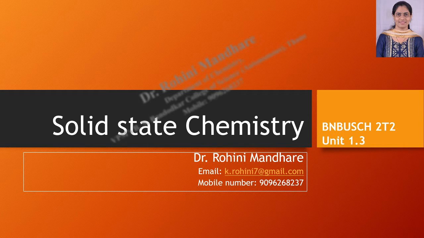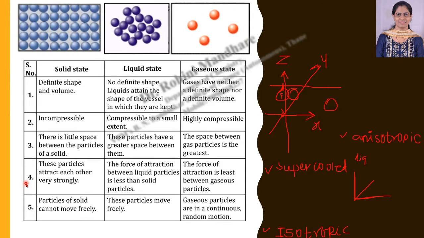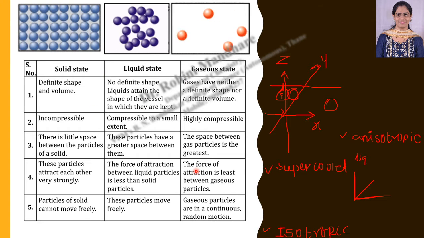Let us quickly revise our chemistry paper 2, unit 1. In that, there are three subunits: ionic equilibria, molecular spectroscopy, and solid state chemistry. Let us first quickly revise solid state chemistry. In solid state chemistry, we have seen the concept of solid, liquid and gases, points of differentiation.